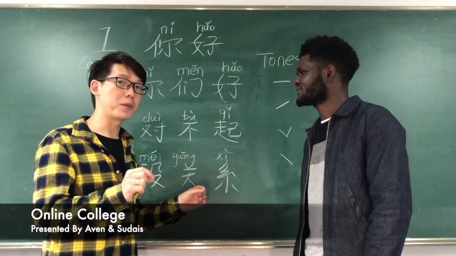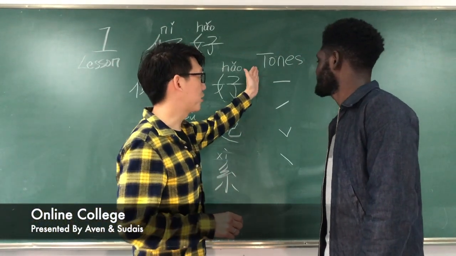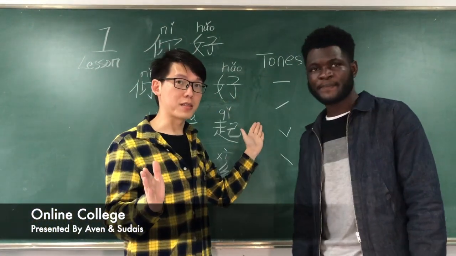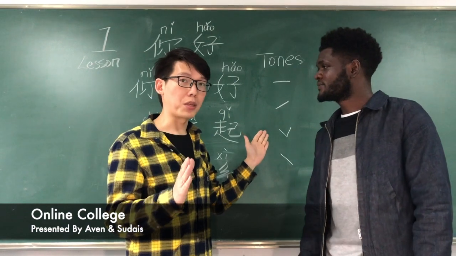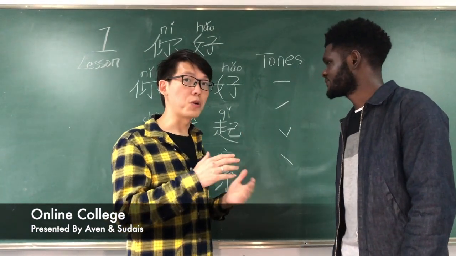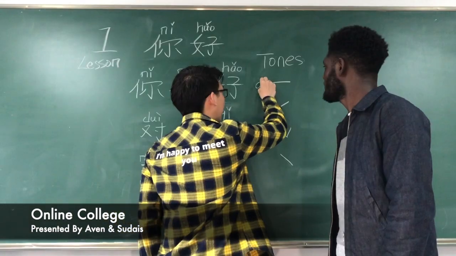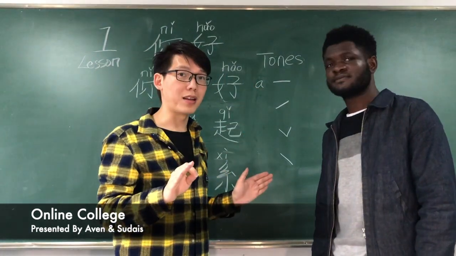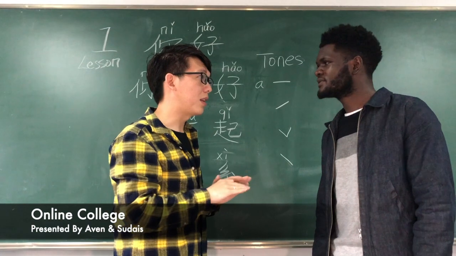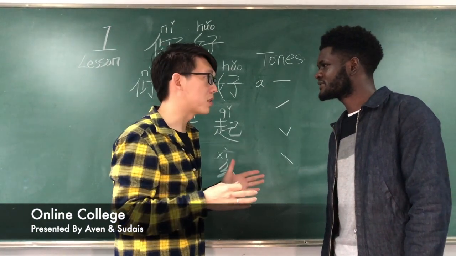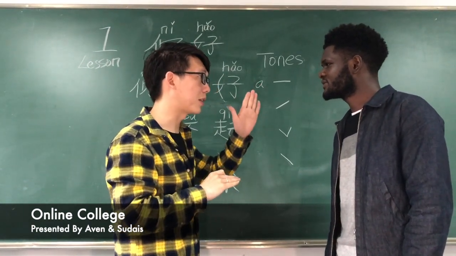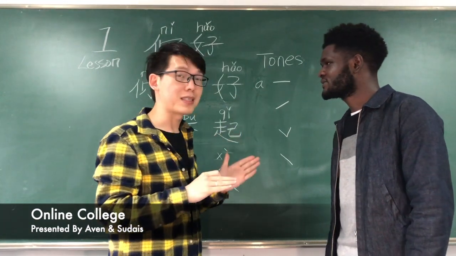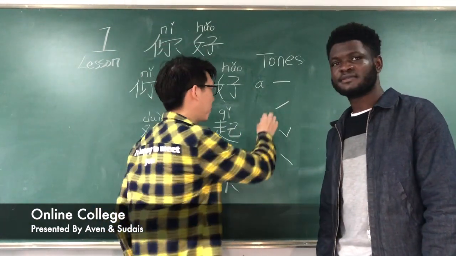I want to talk a little bit more about the tones. In China, we have 4 tones to direct you how to spell the words correctly. In English, for the A, there's only one tone. There's no difference between different tones, right? But in Chinese, the tones matter.